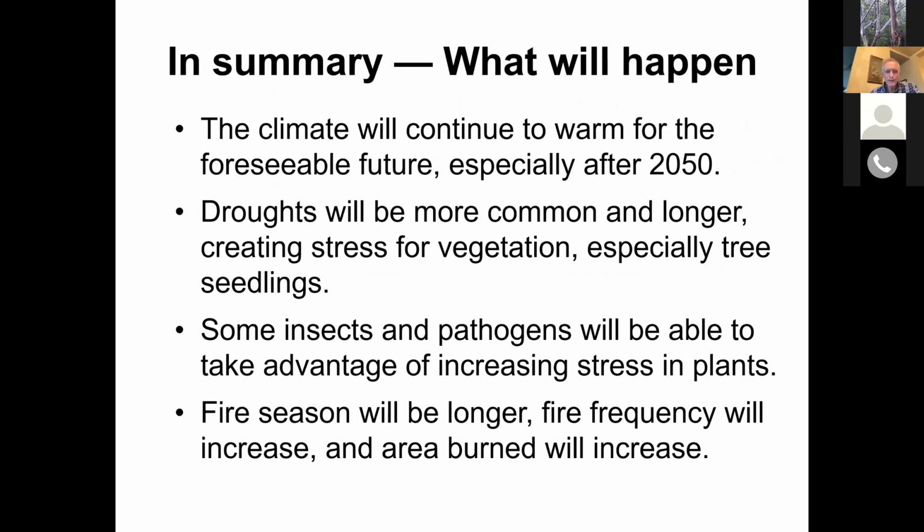Droughts will be the biggest thing we need to pay attention to, and we expect they'll become more common, and they'll get longer, and this is what will create stress for our forests, especially at younger age classes. Insects and pathogens will probably be able to take advantage of this increasing stress in forests, and we'll have a longer fire season, which means we kind of stretch out that early summer and late summer period for fires to occur.